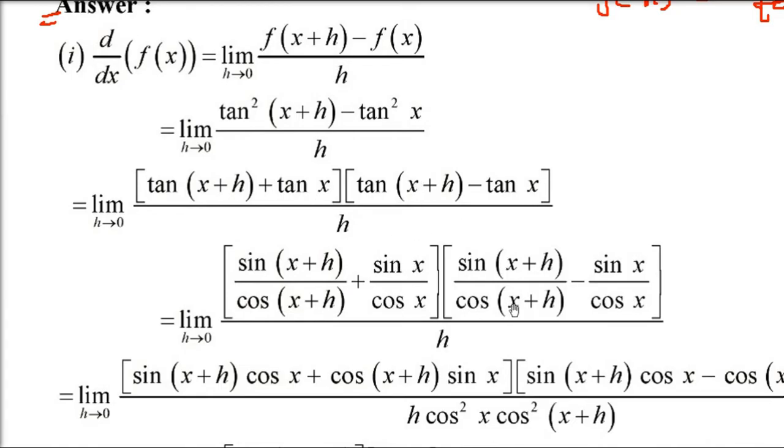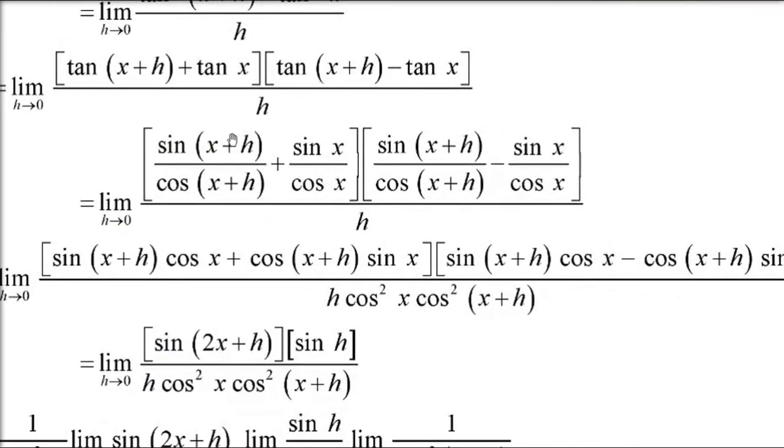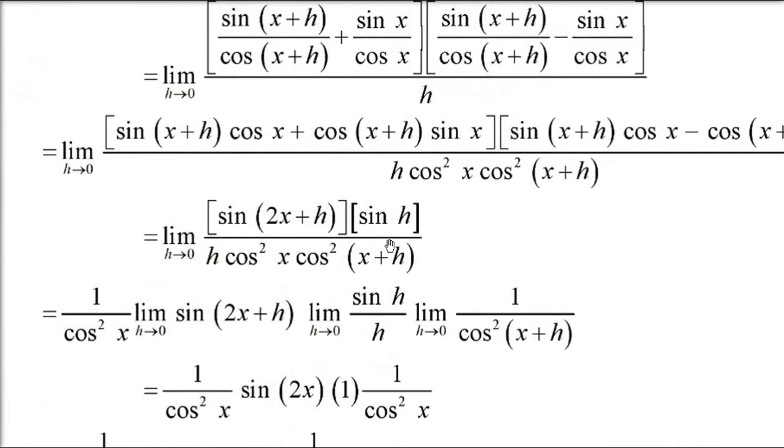So tan(x+h) is sin(x+h) by cos(x+h), and tan x is sin x by cos x. Now let us take the LCM. So this is cos x sin(x+h) minus cos(x+h) sin x, and in the denominator you have cos x cos(x+h). Same thing here. There are two cos x, so it will be cos squared x, and two cos(x+h), so cos squared (x+h).